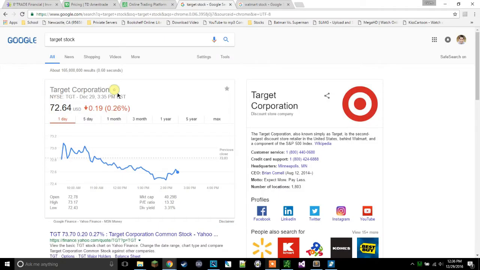Right up here is the name of the company that the stock is for. So Target Corporation, obviously, because I searched Target stock. You can also see it right here. There are some random facts about Target and a bunch of other stuff.